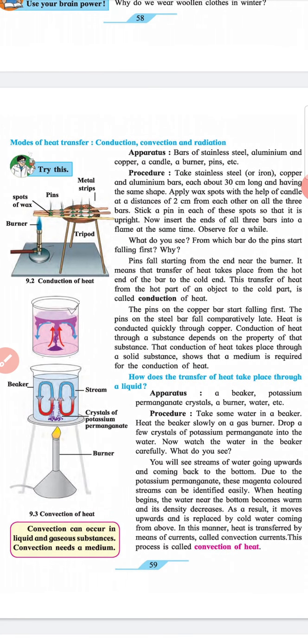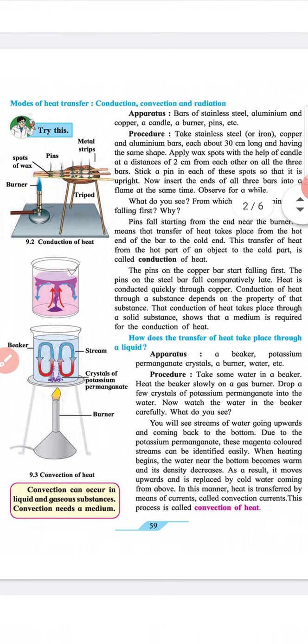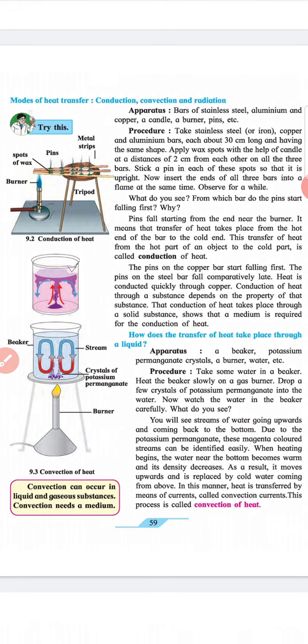Heading: Methods of heat transfer: conduction, convection, and radiation. Subheading: Apparatus. Bars of stainless steel, aluminium, and copper, a candle, a burner, pins, etc. Subheading: Procedure. Take stainless steel or iron, copper and aluminium bars, each about 30 cm long and having the same shape.